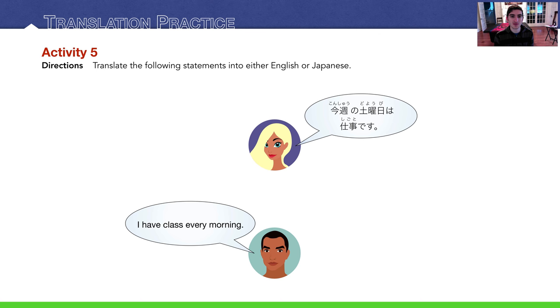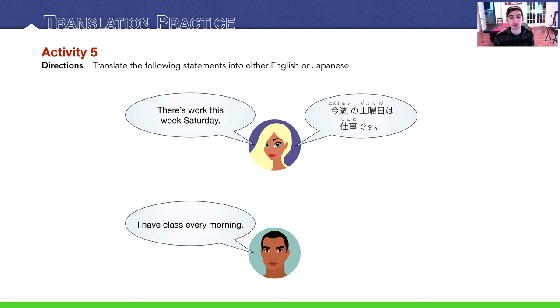Translation practice. Translate the following statements into either English or Japanese. Go ahead, pause the video, try it on your own. I'm going to answer it right now. First lady says, 今週の土曜日は仕事です。And in English, that could be, there's work this week, Saturday.